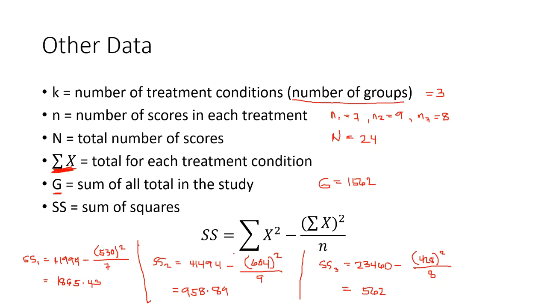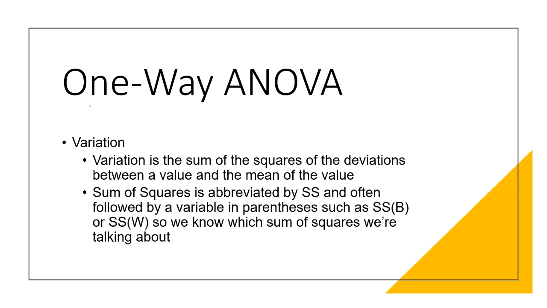Now after we got the values that we'll be needing later, we have to solve now for the ANOVA table. But first, before we solve for the ANOVA table, we have to understand the meaning of the contents in the ANOVA table. So we have here the variation. Variation is the sum of the squares of the deviations between a value and the mean of the value. Sum of squares is abbreviated by SS, and often followed by a variable in parentheses such as SSB or SS between, or SSW or SS within, so we know which sum of squares we are talking about.